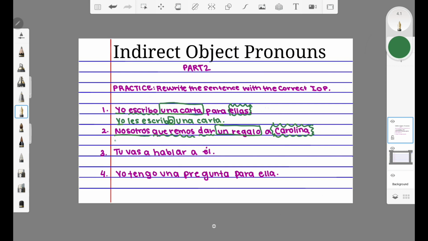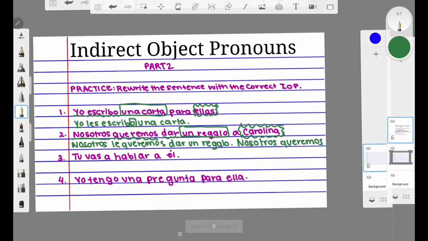And since we have two verbs, we have two options. Number 1, nosotros le queremos dar un regalo, or we can attach the infinitive, we can attach the IOP to the infinitive itself and say nosotros queremos darle un regalo.